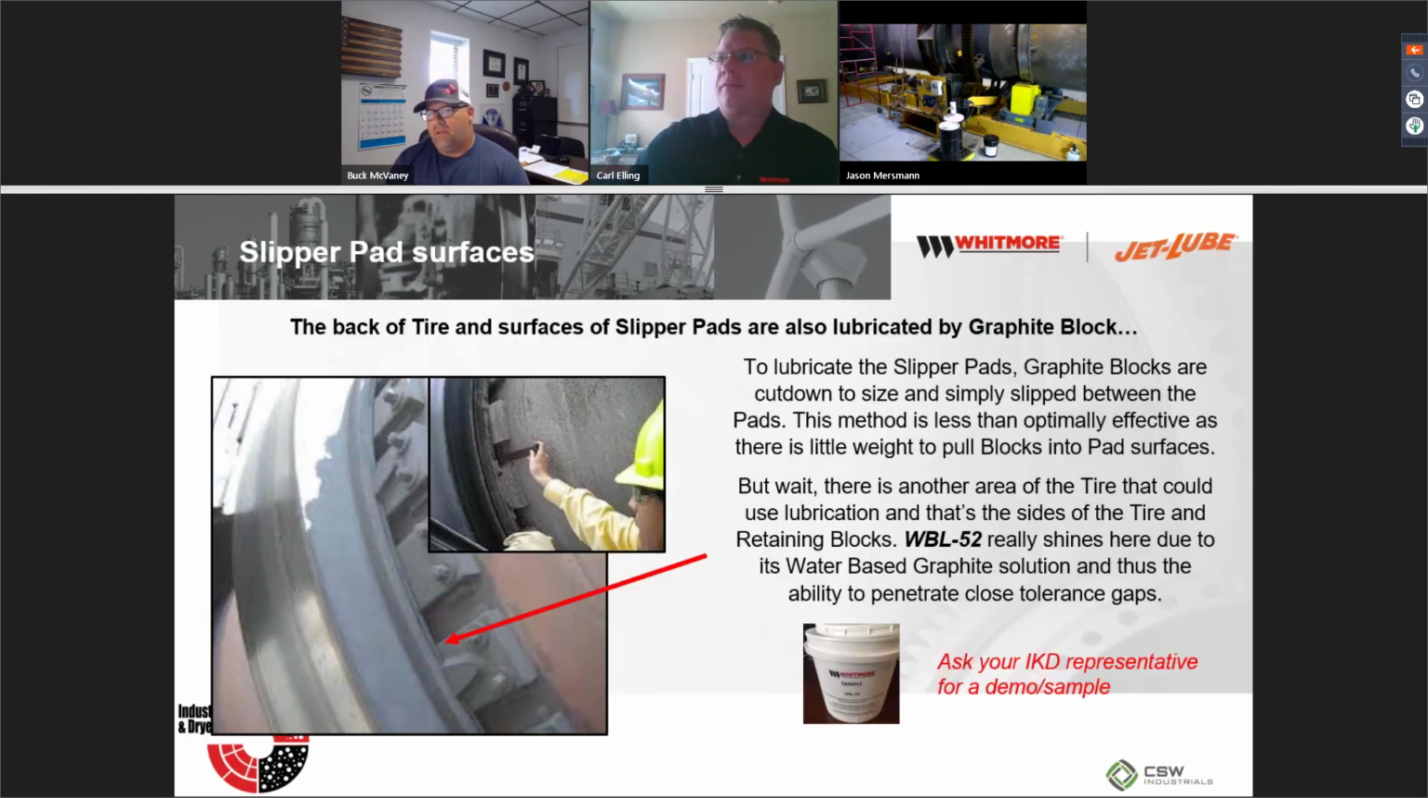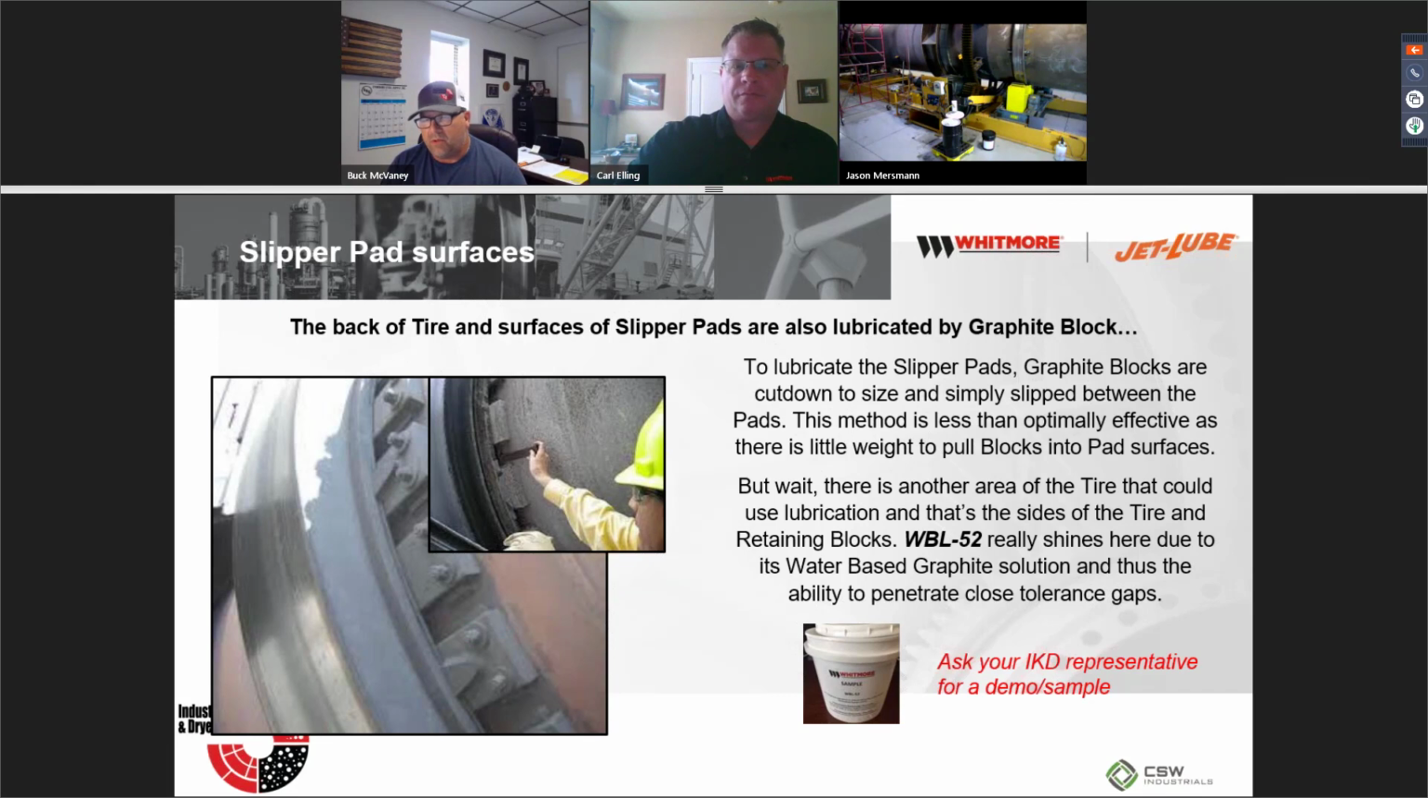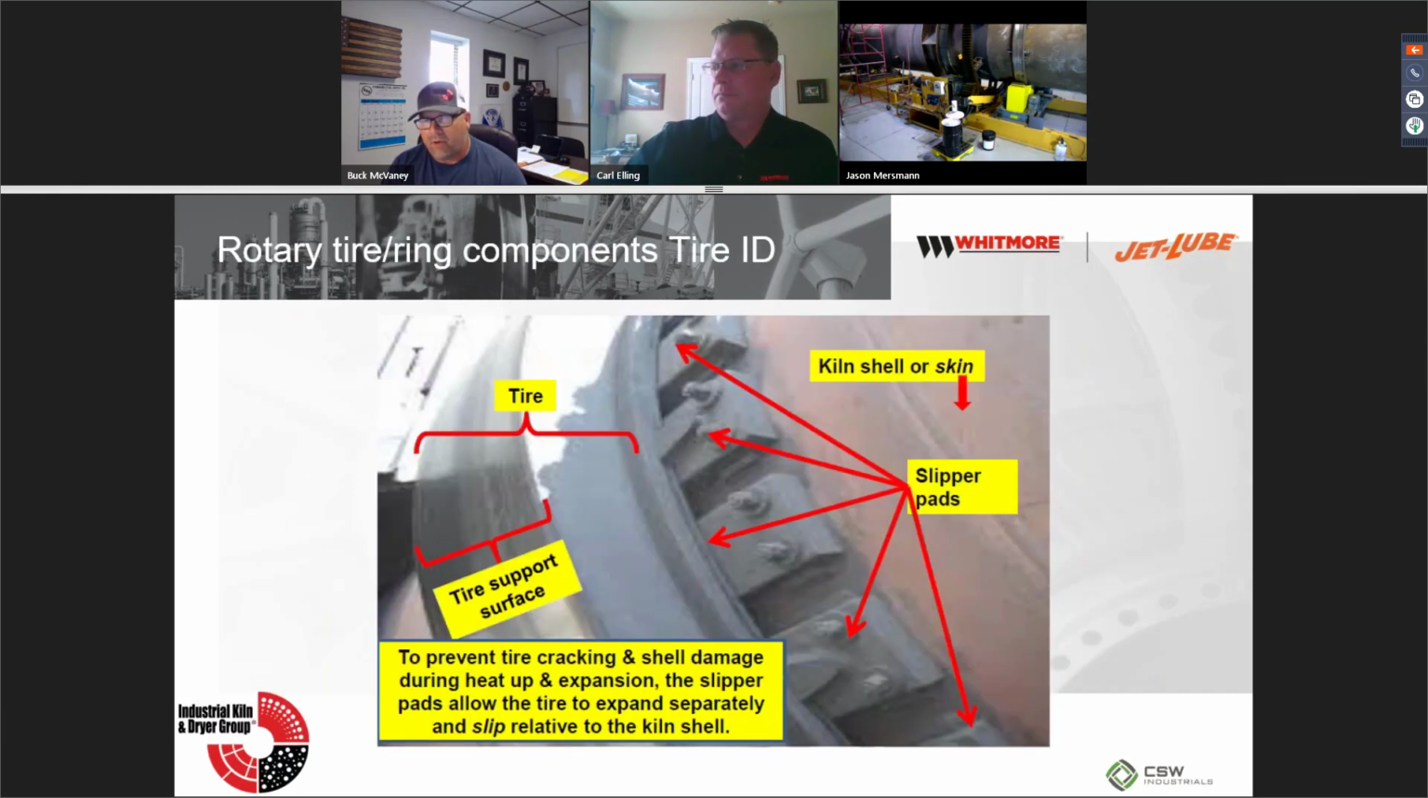Well, I was just going to say, to follow up, there are some different terms for what we're saying. Slipper pads, people commonly refer to as the tire support pad, filler bars. When we talk about slip, most people commonly call that creep. When we've got those two components rubbing against each other causing wear, this will help to prolong the life of those components.